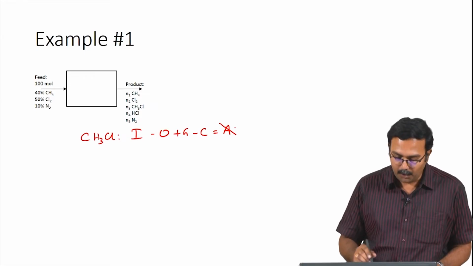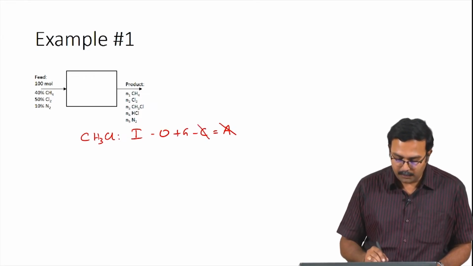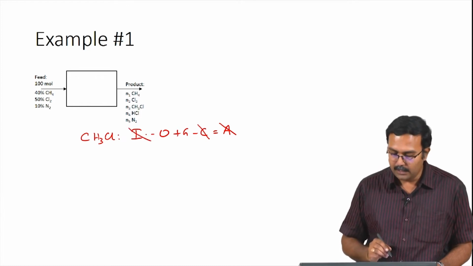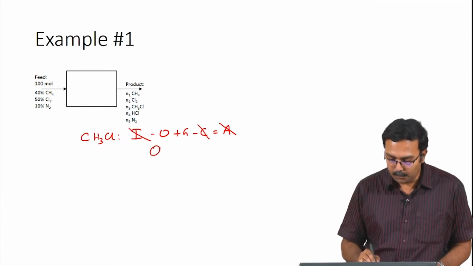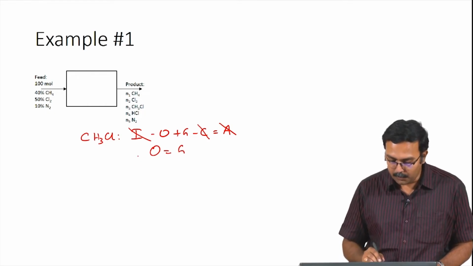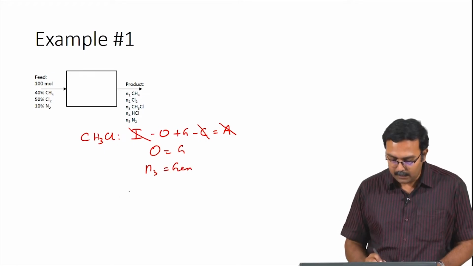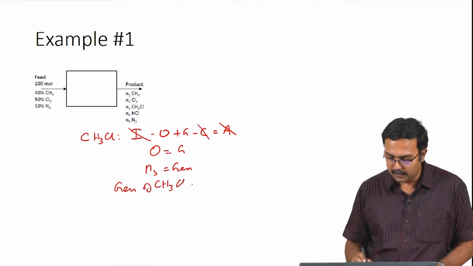This is a product, so there is no consumption, there is only generation, and there is no input of CH3Cl. So, you are left with output equals generation. Your output, which is N3, is equal to generation. Now we need to know what the generation of CH3Cl is.